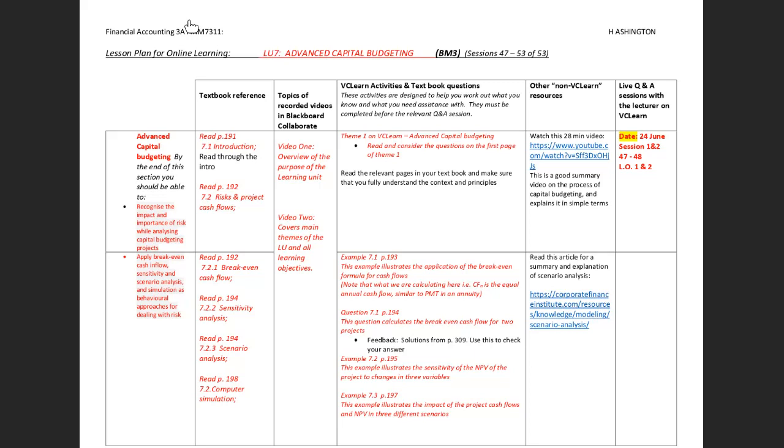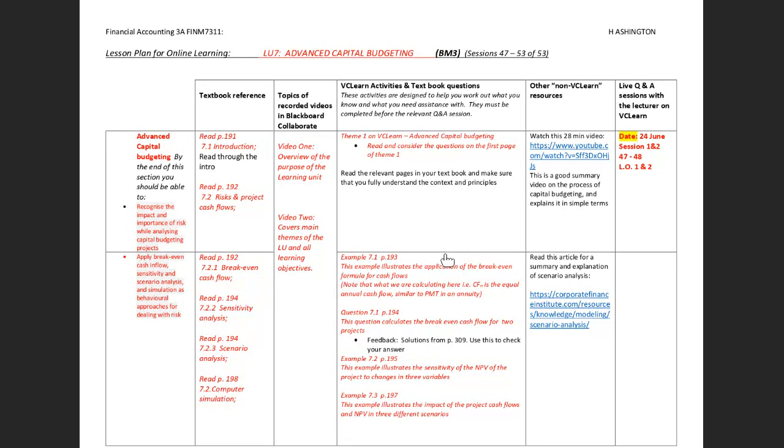So that's break-even cash flow, the help that I can give you there. Then if you go on to 7.2.2 on page 194, which is the sensitivity analysis, that's the second part over here. Apply break-even cash inflows, part there, 7.1. Sensitivity analysis, that's this one here. Scenario analysis, and then computer simulation. So this is broken down into the 4 different sections.